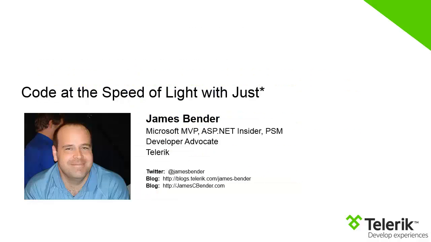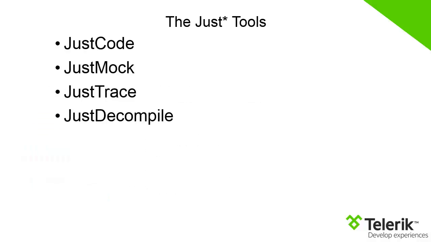Thanks, Michael. As Michael mentioned, my name is James Bender, and I'm a developer advocate with Telerik. Today I'm going to talk to you about coding at the speed of light with Just. The Just products are 4 tools that are designed to make you a faster developer. JustCode is a plugin for Visual Studio and offers you things like enhanced navigation, refactoring tools, static analysis, templating, and an integrated test runner.